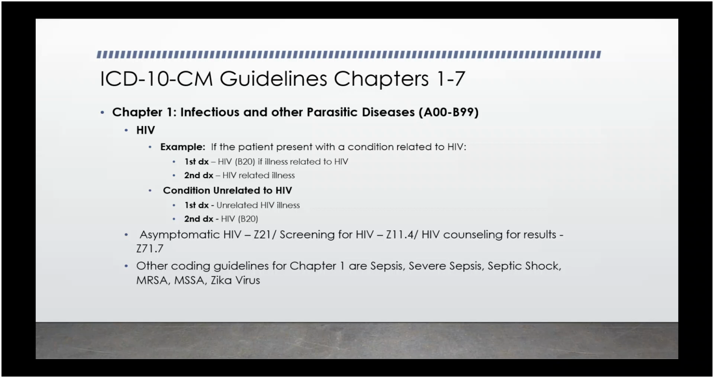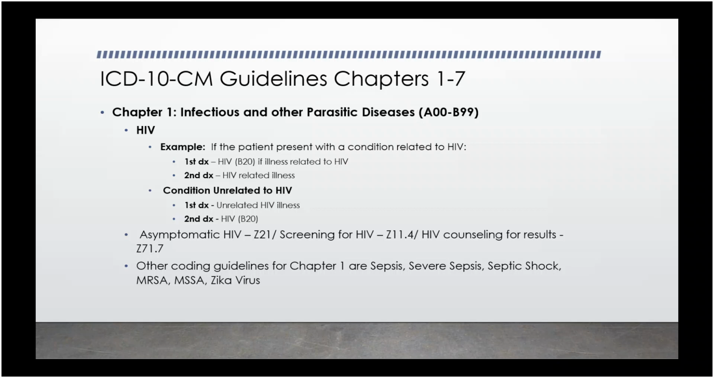So the first is if the patient presents with a condition related to HIV, the HIV is going to be sequenced first, and then the HIV related illness, such as Kaposi sarcoma. Then if it's unrelated, such as a trauma, and that's one they would use, trauma is always unrelated to the HIV. You would code the trauma first, and then because the patient has HIV, you would pick that HIV up in addition to that.